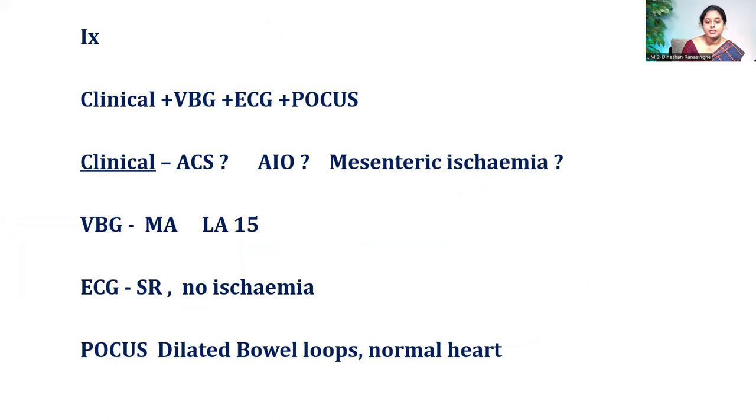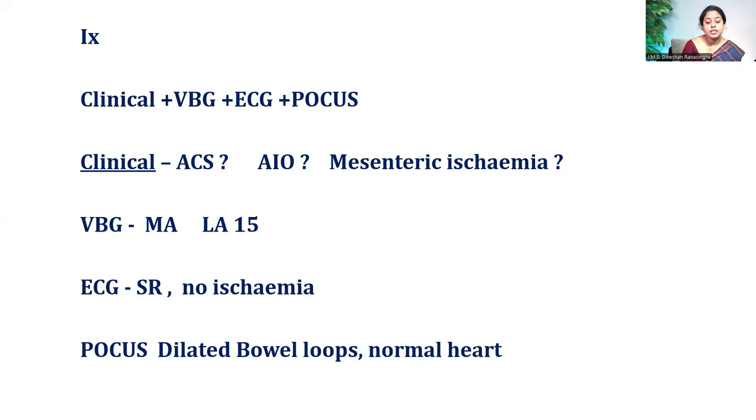Well, so the clinical diagnosis, so most probable cause, could it be acute coronary syndrome? And there are some other abdominal pathologies like perforated viscus, acute intestinal obstruction, and mesenteric ischemia. So those are some acute abdominal pathologies in a middle-aged male who comes in with acute abdomen. The VBG shows significant lactic acidosis.